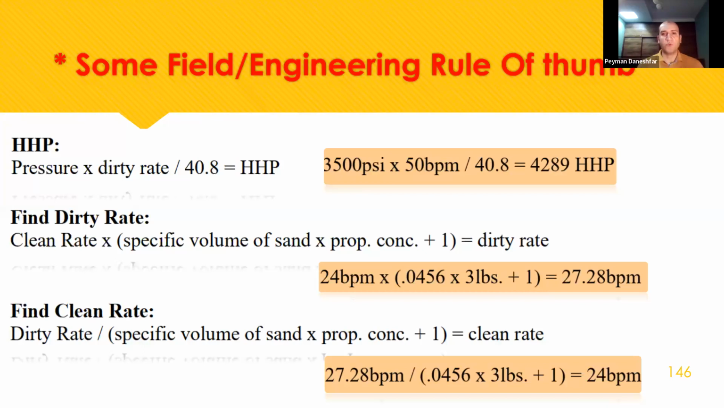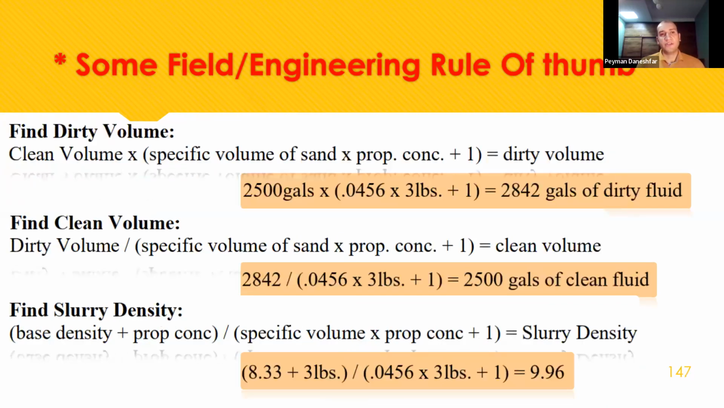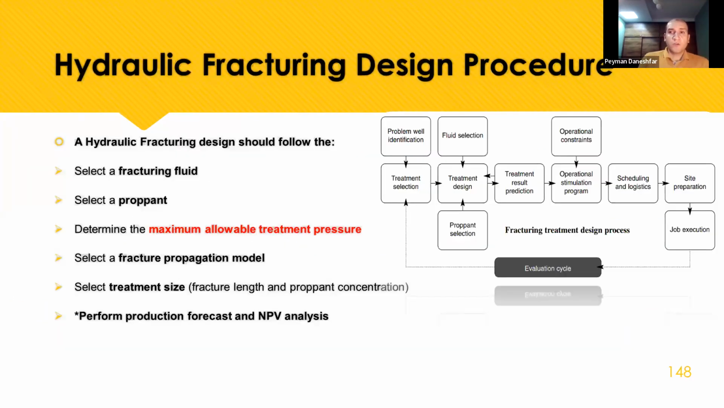This is one of the rules of thumb that a field engineer should know, the formula to calculate the horsepower, how much horsepower we need, and how many pump trucks or frac pumps need to be pumping. Also find the dirty volume, the clean volume, and the slurry density. These six parameters are important for the field engineer to calculate in the field.